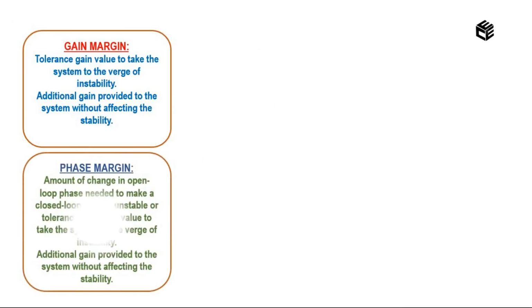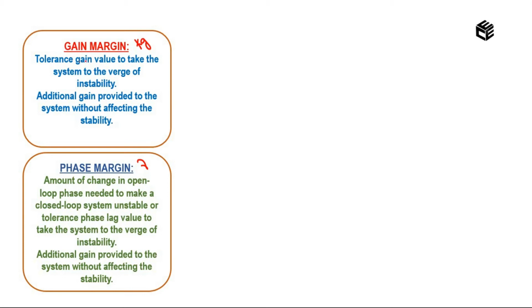Okay. Next, let's discuss what is gain margin and what is phase margin. So gain margin is represented with the symbol Kg and phase margin is represented with the symbol gamma. So gain margin is the tolerance gain value given to the system to be in stable position. Or in other words, we can say the additional gain provided to the system without affecting the stability of the system. So what about this phase margin?